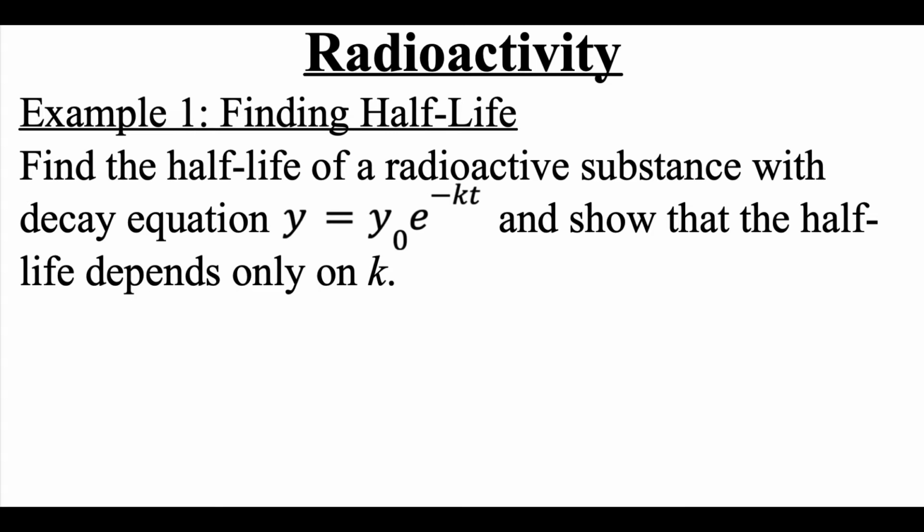In this example, using the decay equation y equals y sub 0 times e raised to the negative kt, we're going to find the half-life of a radioactive substance and show that the half-life only depends on the decay constant k. The half-life means how long it takes for half of your sample to decay away. Remember, y sub 0 means your initial amount. So we're looking for half of our original sample to decay away, so we want to end up with half of that initial y sub 0 amount. Now we'll solve this equation for t, and show that t only depends on the decay constant k.